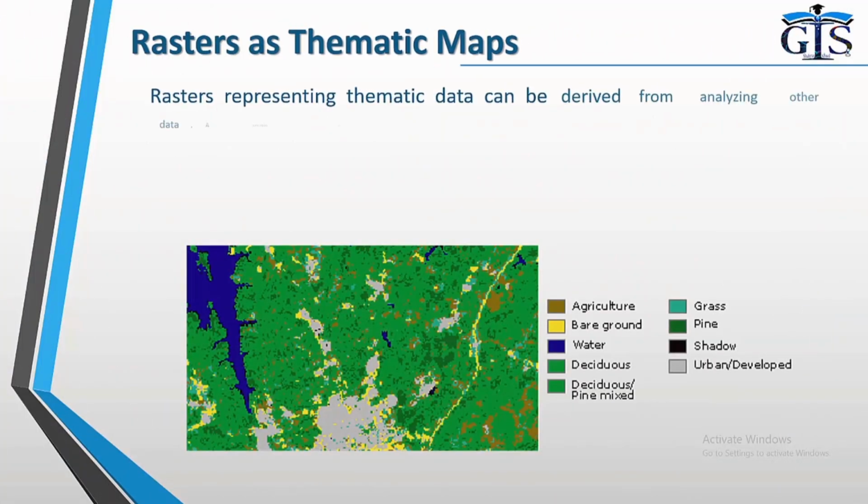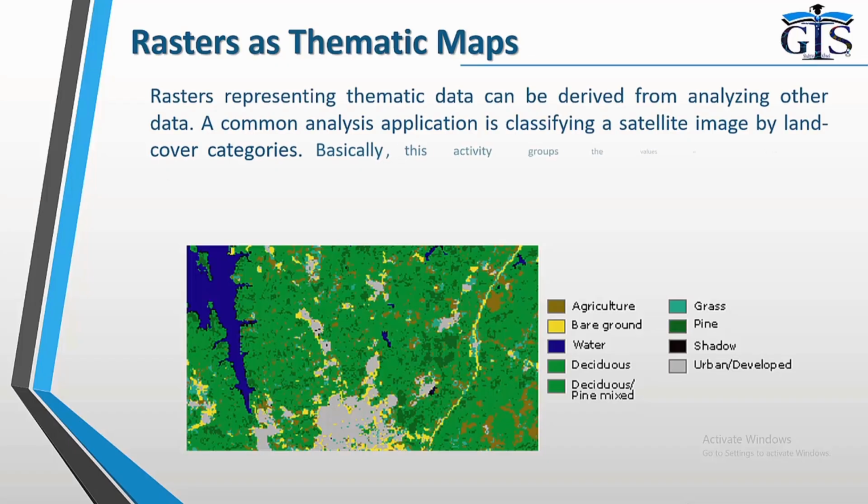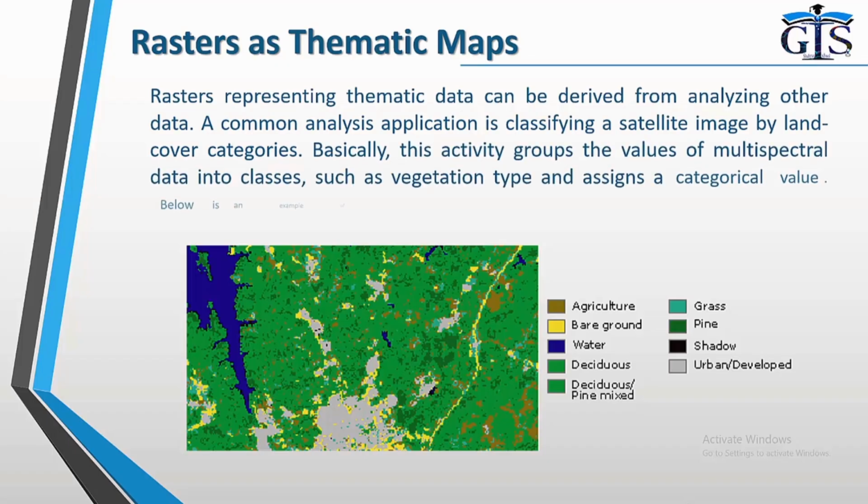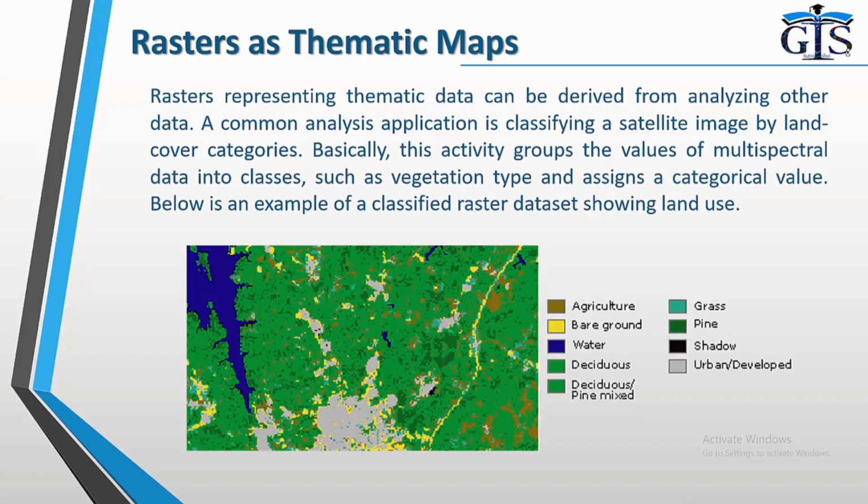Rasters as thematic maps. Rasters representing thematic data can be derived from analyzing other data. A common analysis application is classifying a satellite image by land cover categories. Basically, this activity groups the values of multispectral data into classes, such as vegetation type, and assigns a categorical value. Below is an example of a classified raster dataset showing land use.